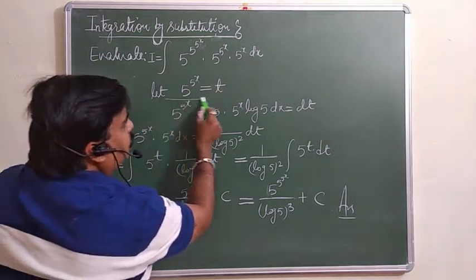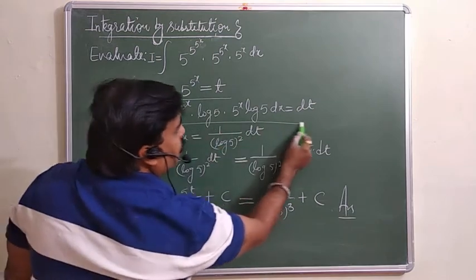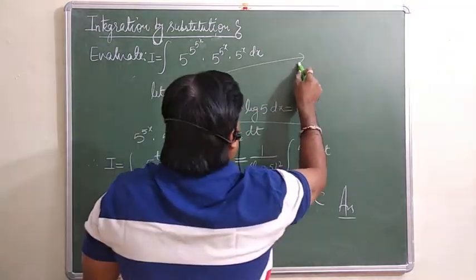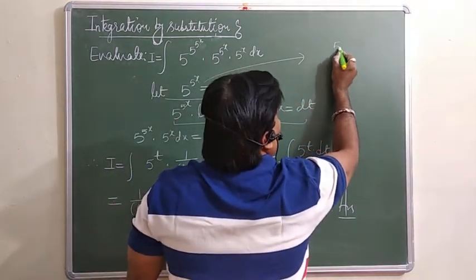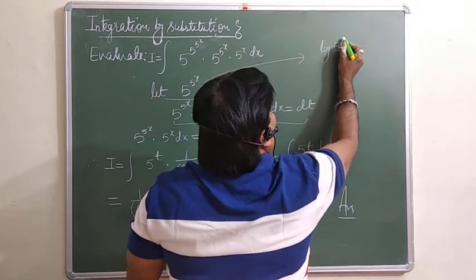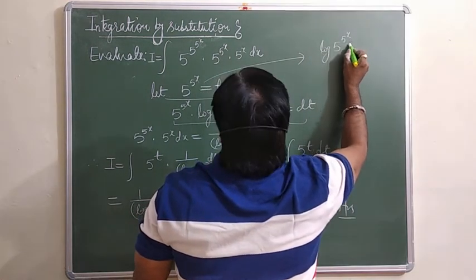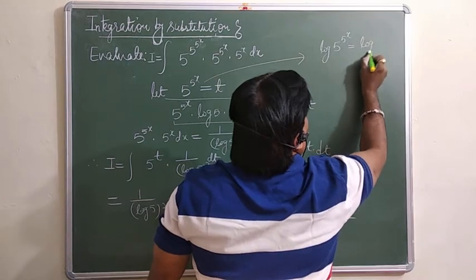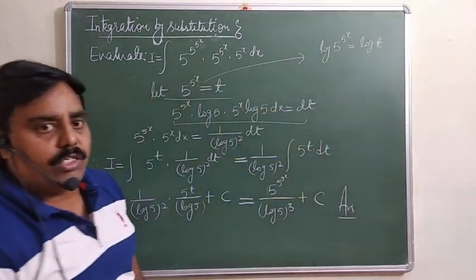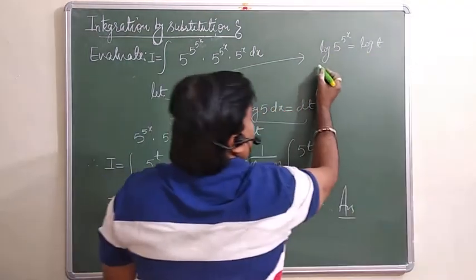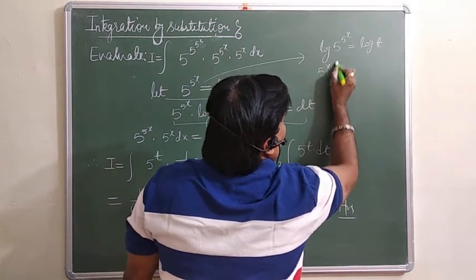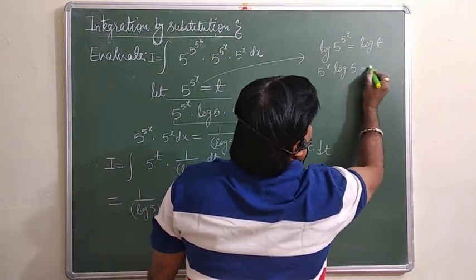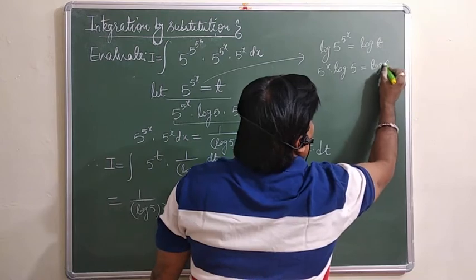Now differentiate this. How can you get the derivative? By using the log. You are supposed to take the log of both sides. Log of 5 raised to power 5 raised to power x is equal to log t. On both sides you can take the log, and this can be written as 5 raised to power x log 5 is equal to log t.